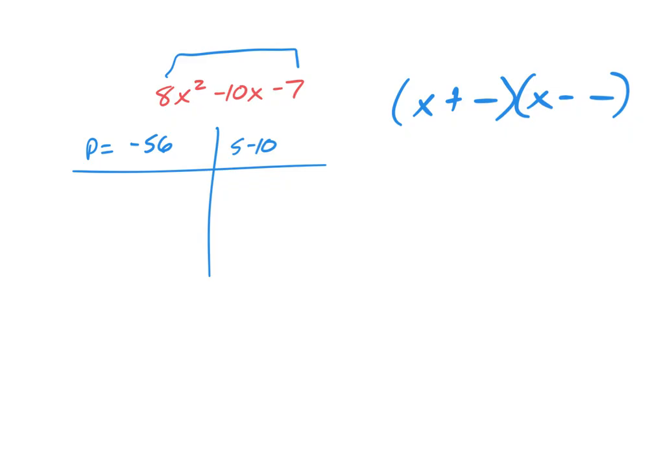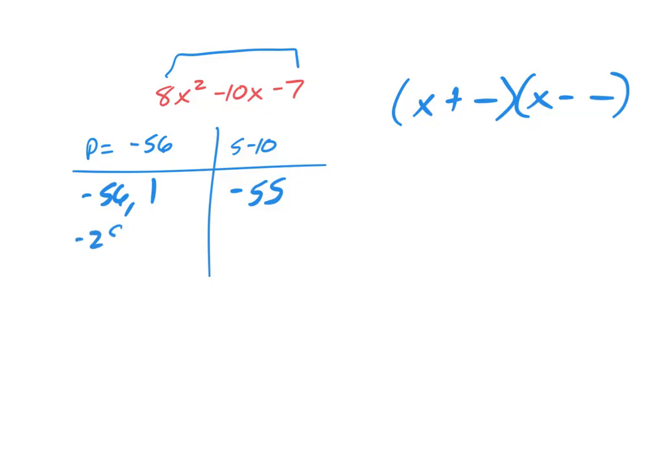Two numbers that multiply to get negative 56, but also add to get negative 10. The way I like to organize this, as I told you before, is that when we have a negative product and a negative sum, that means we have more negatives than positives. So I'm going to start with negative 56 and 1. But if I add those two together, that's a negative 55. And then I'm going to start working my way up.